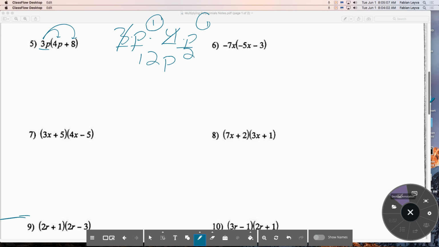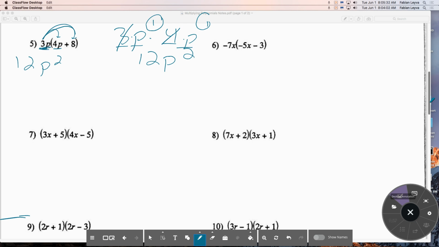So make sure that you understand that when you're multiplying the constants times the constants and the variables times the variables, don't forget your rules of exponents. So 3p times 4p, just like we covered, is 12p squared. Now let's go ahead and multiply 3 times 8. And just like I said, you can only multiply the constants with the constants and the variables with the variables, but don't forget those rules of exponents when multiplying variables.